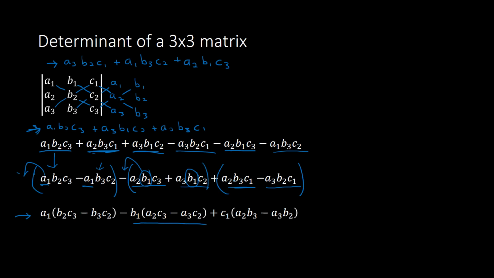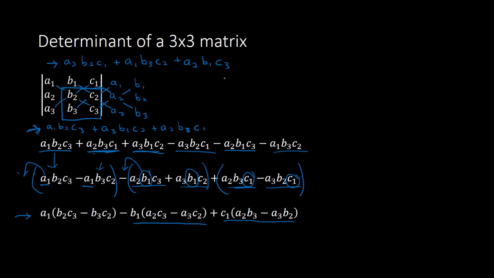And then, looking at the third parentheses, they all have a C1 in common. So I pull a C1 out, and I have this third term right there. Now take a moment and notice what we have in parentheses. It may not be very obvious to you, but if you were to look back at the original matrix, and you were to look at this portion right here.